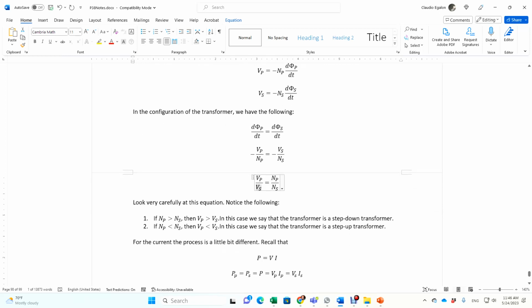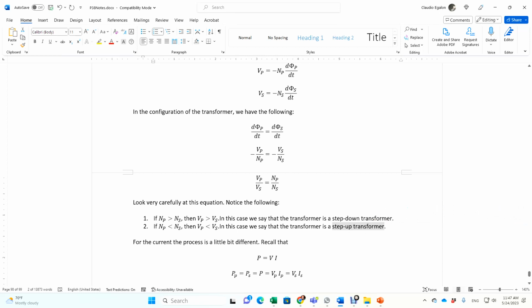So let's see. Suppose that NP is greater than NS. You have more turns in the primary circuit than in the secondary circuit. Then what does it mean? It means that the voltage in the primary circuit is going to be higher than the voltage in the secondary circuit. And in this case, we have a step-down transformer. The voltage in the secondary is going to be smaller than the voltage in the primary. The other way around, we can come up with the inverse, right? If we control the number of turns in each solenoid, we can have the case of a step-up transformer.